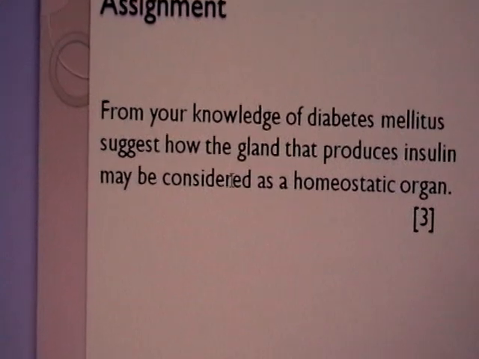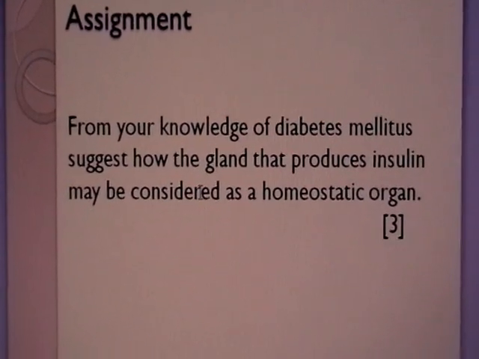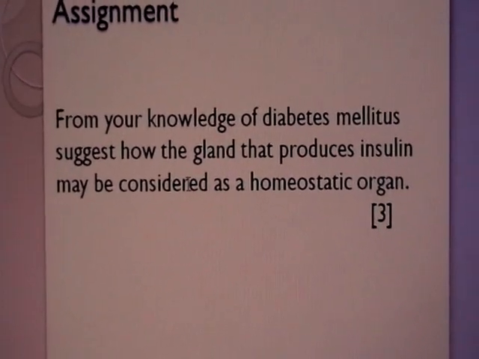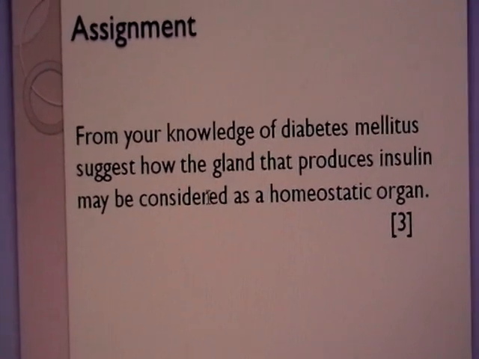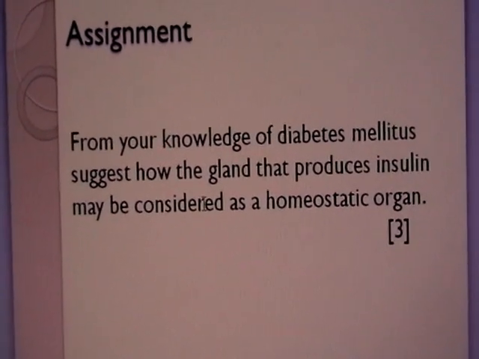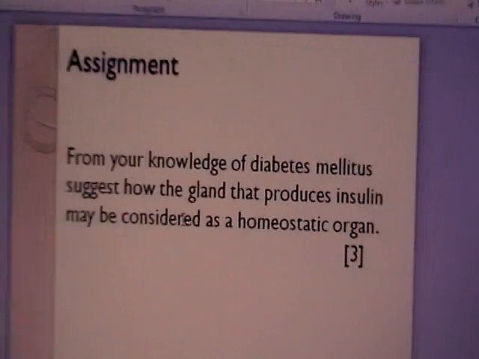Alright, the last practice question if I'm not wrong. Right? How diabetes mellitus suggests the gland that produces insulin may be considered as a homeostatic organ. So first of all, you got to identify what is the gland, alright, and what does it do to maintain homeostasis within the body. And should this fail, what is the condition, right? The clue is already here, diabetes mellitus. 3 marks.